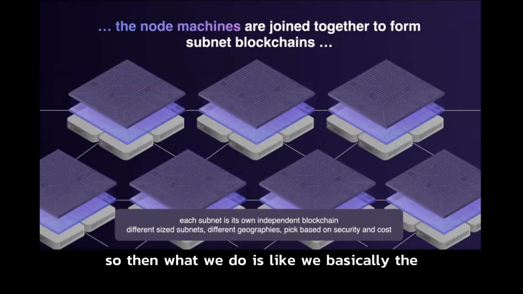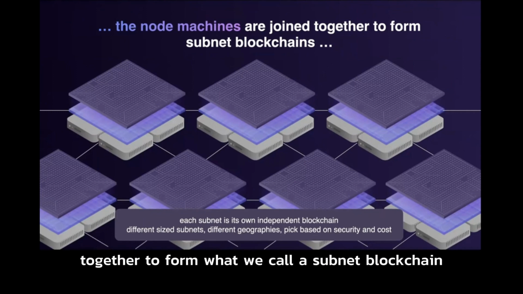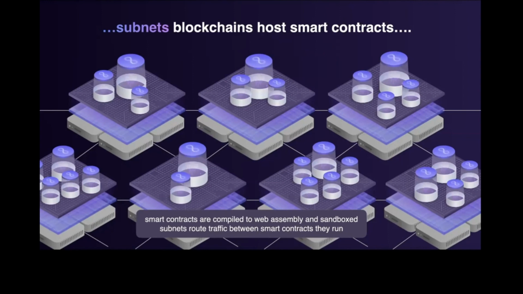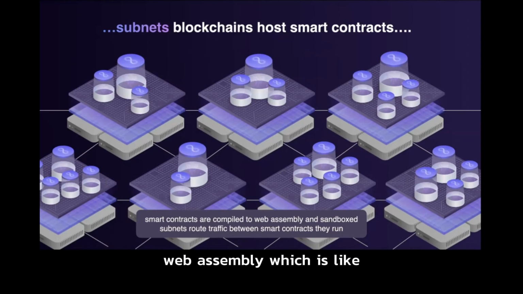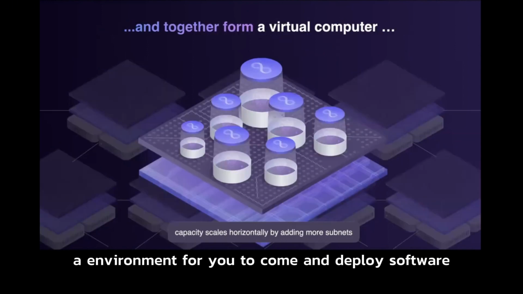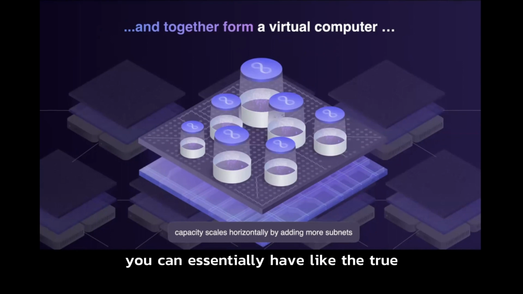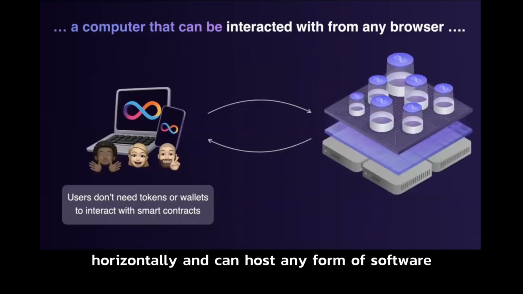The protocol combines these node machines, these server-grade computers, together to form what we call a subnet blockchain. Each subnet blockchain can host really powerful smart contracts we call canisters. Canisters fundamentally host web-standard WebAssembly, which is an environment for you to deploy software. Together, this is one giant world computer where if you keep adding those server-grade machines, you can have a true world computer, which can scale to any degree horizontally and can host any form of software.